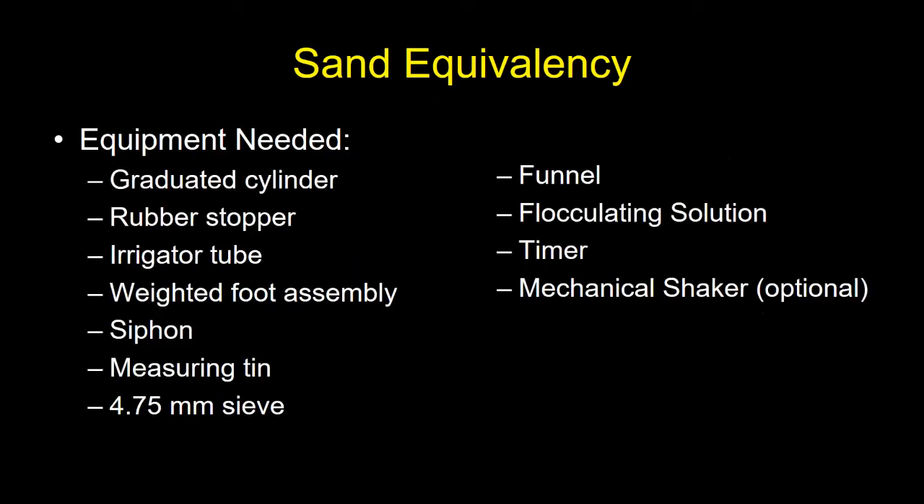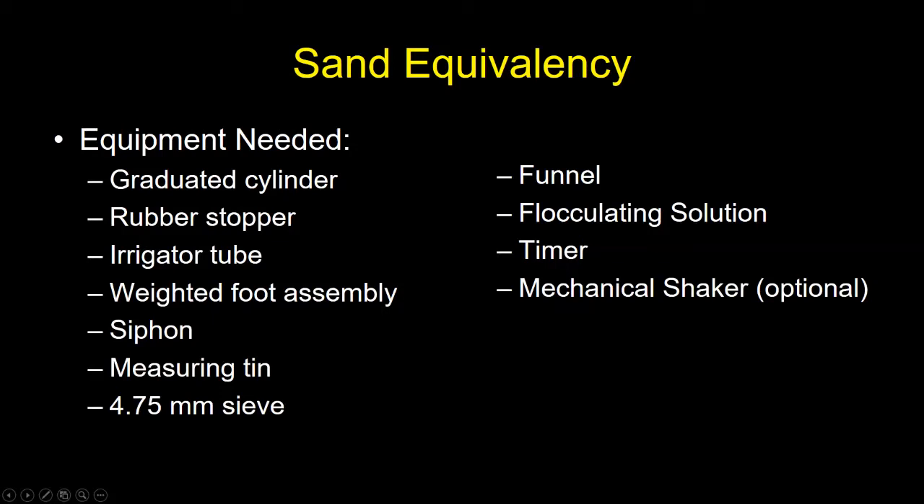The equipment that you need, there's a lot more equipment. Some of this is just sitting in the lab that you use. You have a graduated cylinder. You use a rubber stopper on the top. There's an irrigator tube where you fill in a flocculating solution. There's a weighted foot assembly for the very end. You use a siphon to get the material into the flocculating solution using that irrigator tube. You'll see it. There's a measuring tin. The measuring tin is an 85 millimeter tin that you use. And then you want material that's passing that 4.75 millimeter sieve.